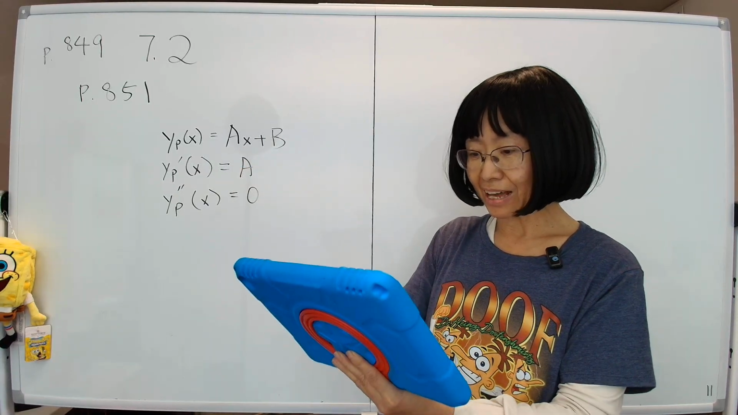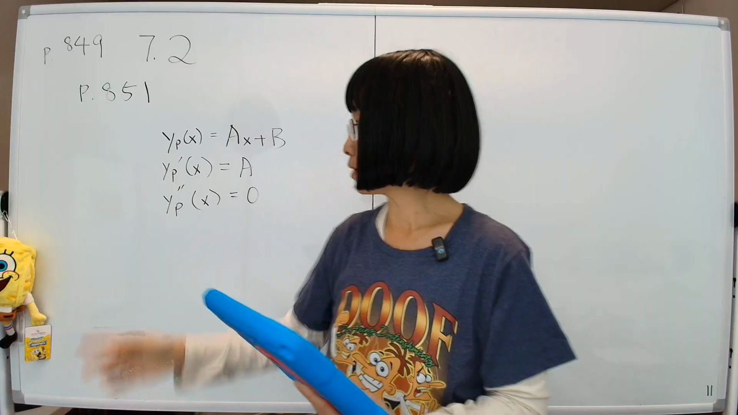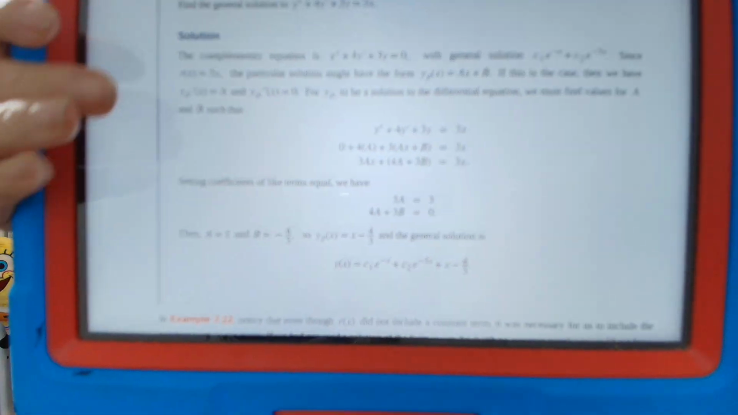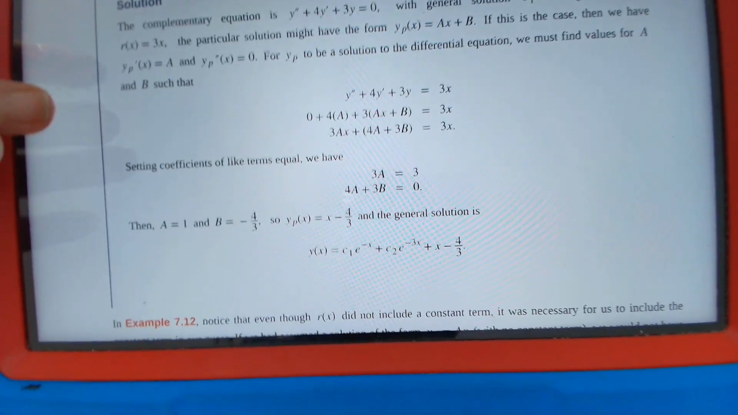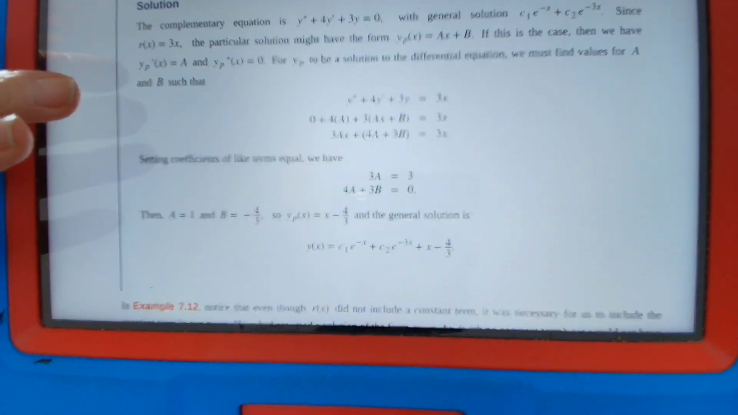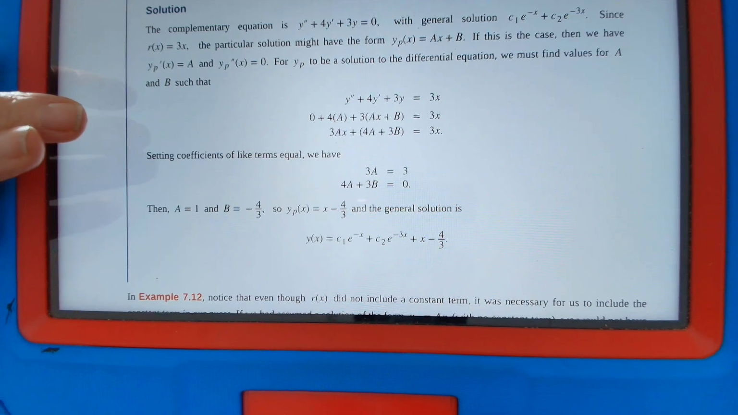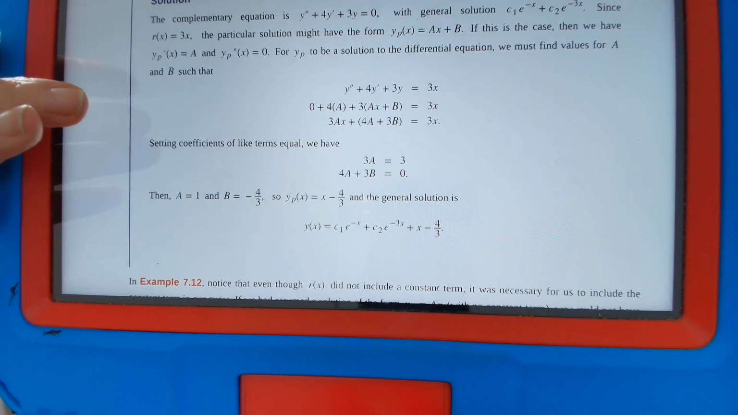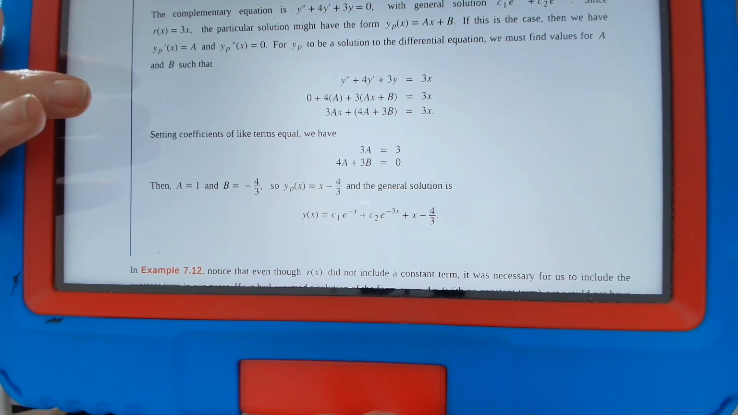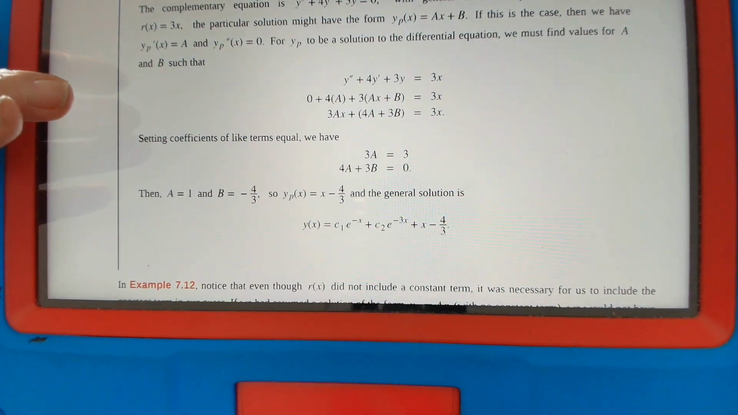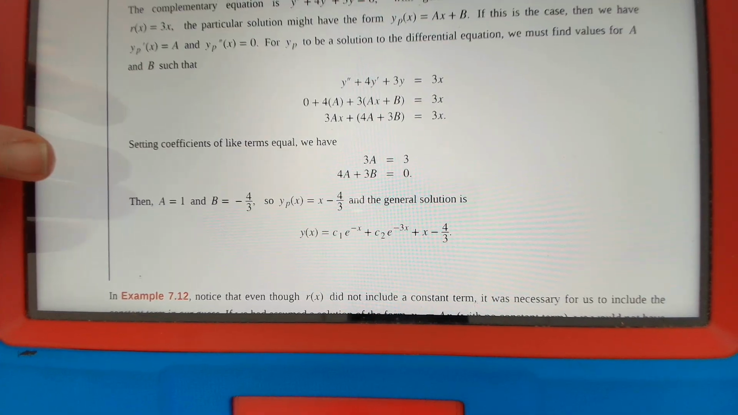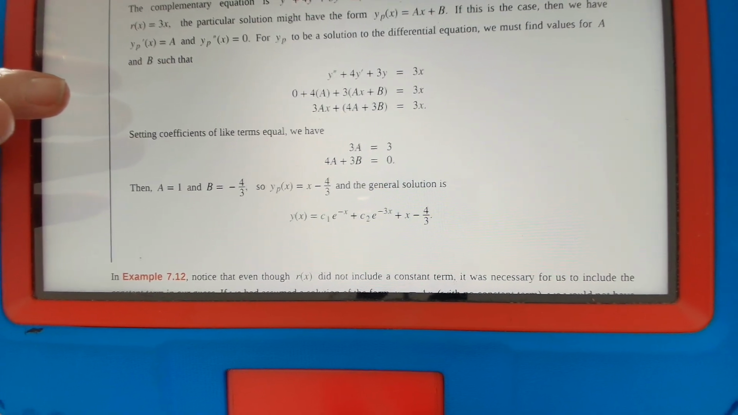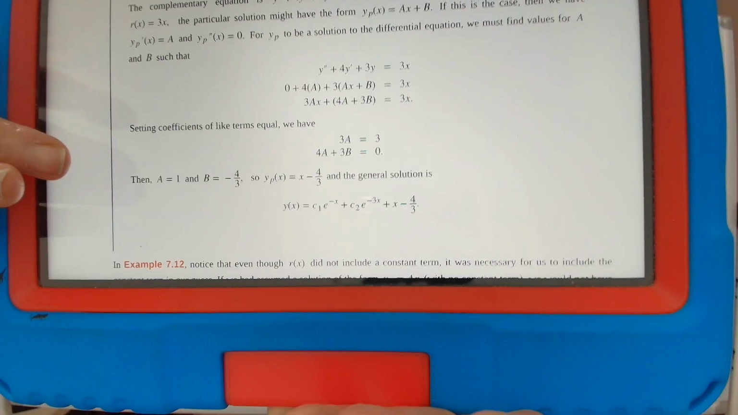Having said that, let's plug y prime and y double prime into the original equation. Here's the original equation up here, and when we plug it in, it looks like that. If you clean it up a little bit, it looks like this. Notice that the coefficient of x is 3a on one side and 3 on the other side. Therefore, 3a equals 3. The constant term is 4a plus 3b, and the other side has nothing, so 4a plus 3b equals 0.